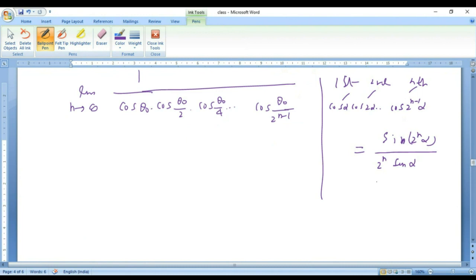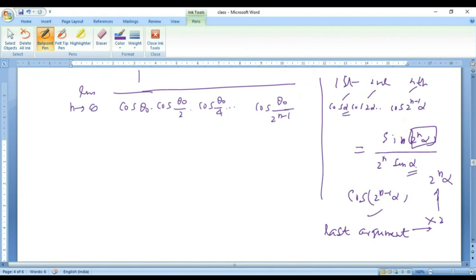So I would explain like this: we had cos of 2 to the power n minus 1 alpha, this was the last argument. So you are just multiplying the last argument by 2. That gives you 2 to the power n alpha. So that's here, 2 to the power n alpha. This is alpha, the first term. And 2 to the power n comes because the number of terms is n, and so 2 to the power n should come.